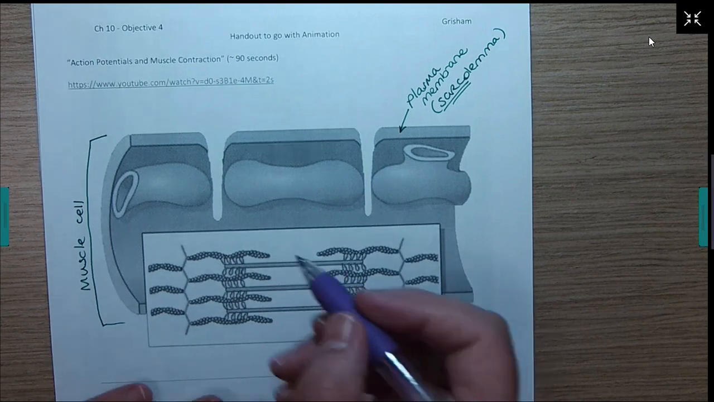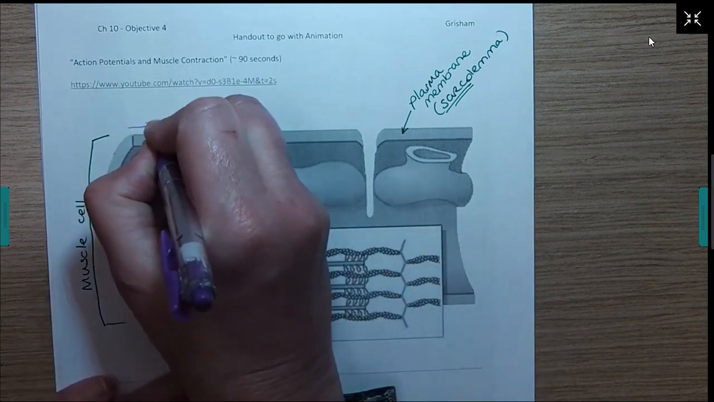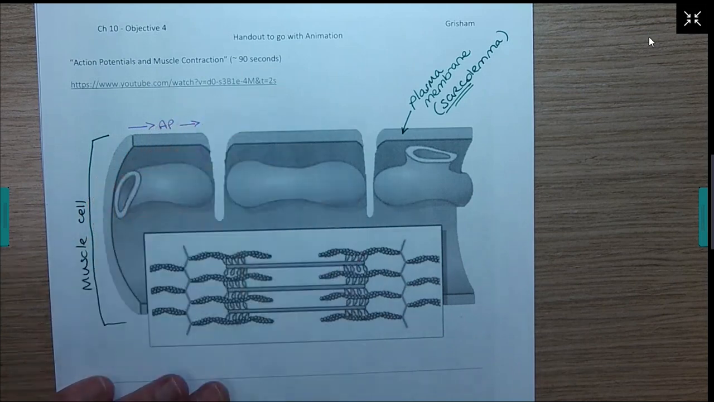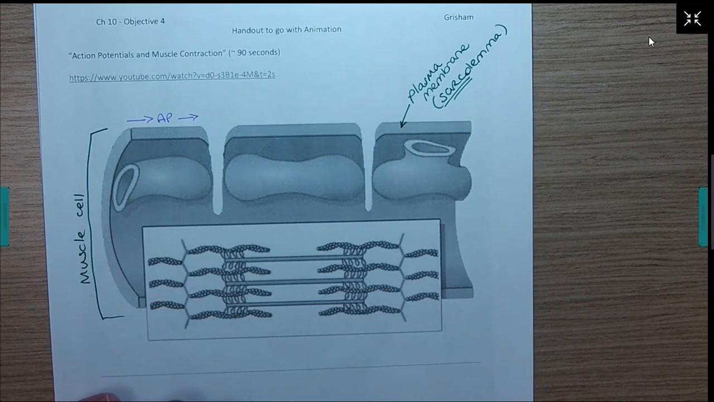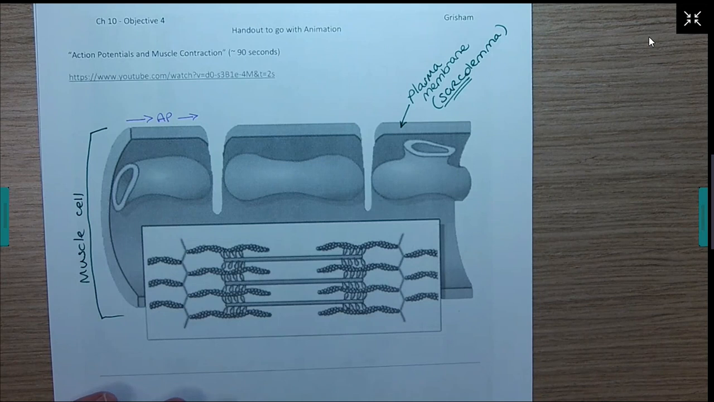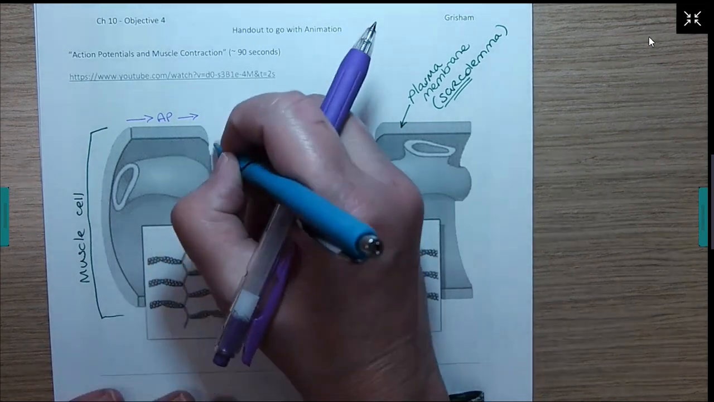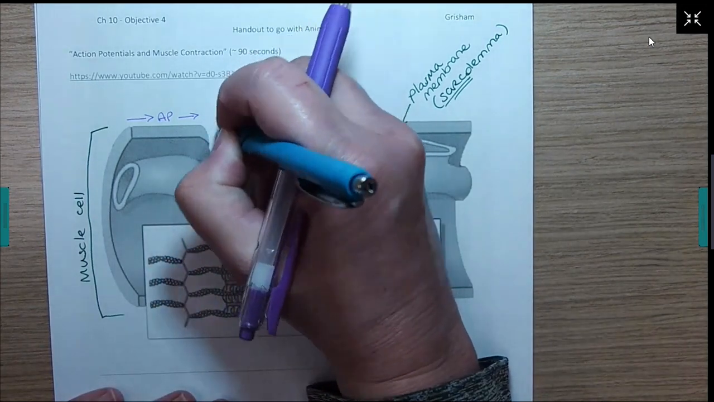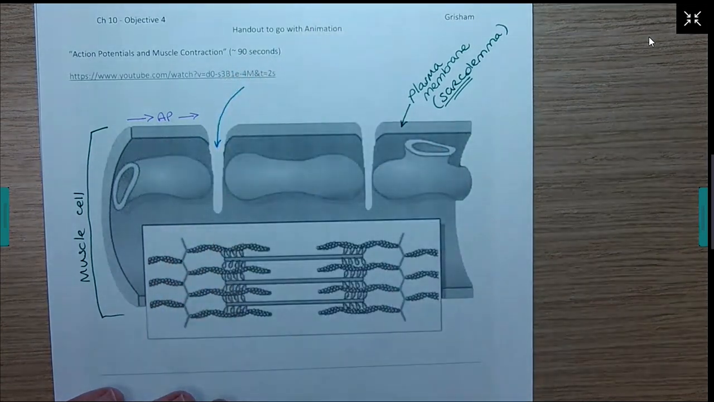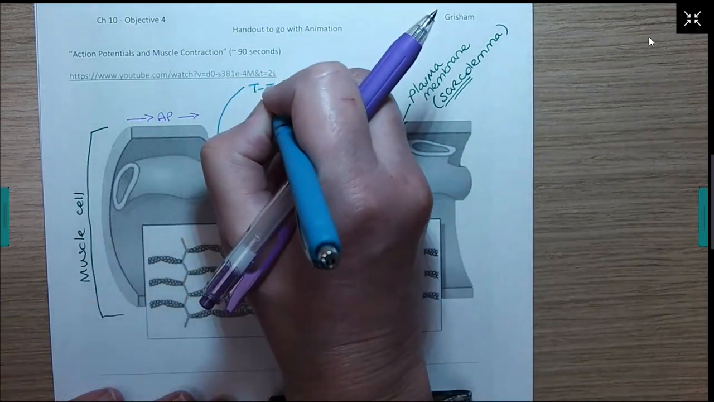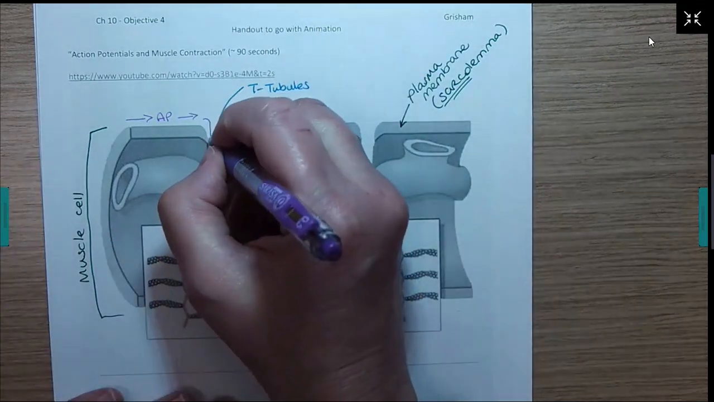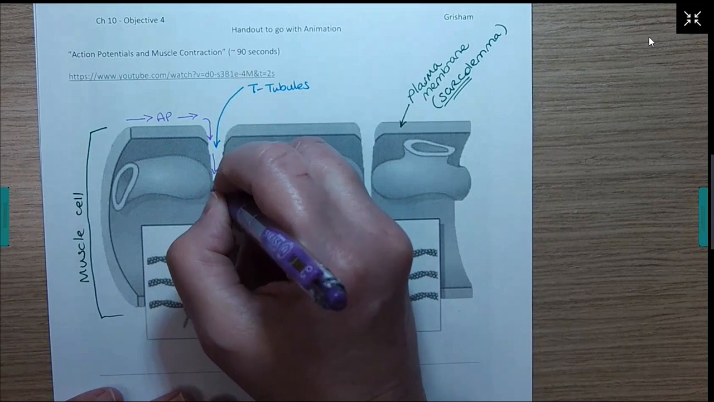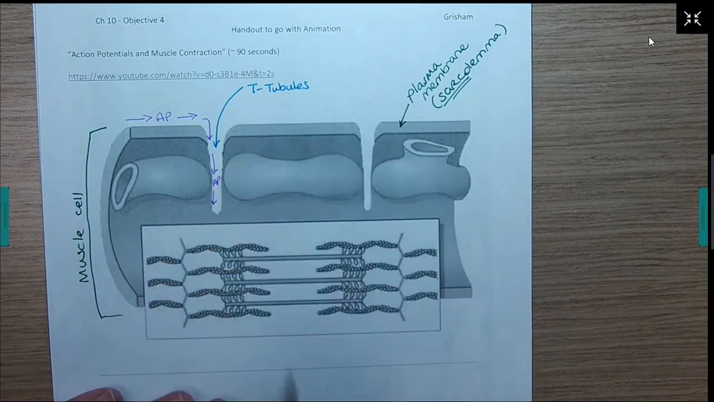So this action potential is going to go down the plasma membrane of the muscle cell. But remember, we want that action potential to not just travel along the surface, but to get deep into that muscle cell. So we have these infoldings of the plasma membrane called T-tubules, and that allows the action potential to go deep inside the muscle cell.